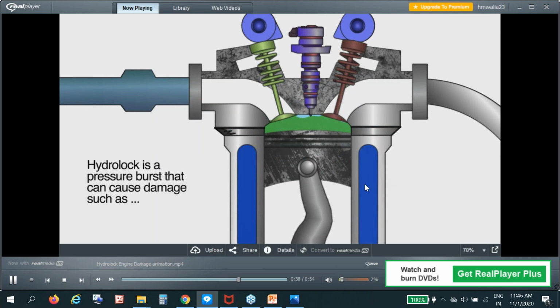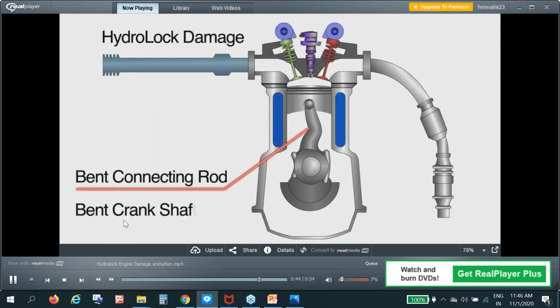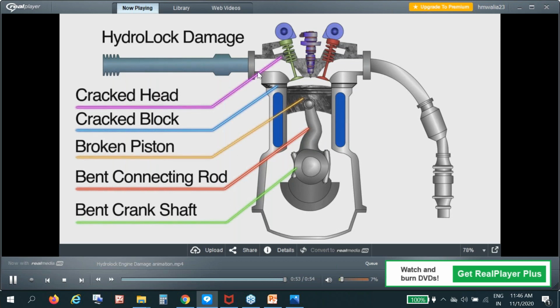You see here the damages: bent connecting rod, bent crankshaft, cracked block, broken piston, cracked head. Such types of damages take place.